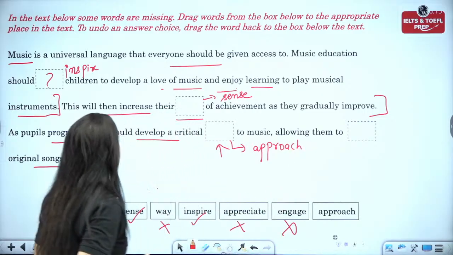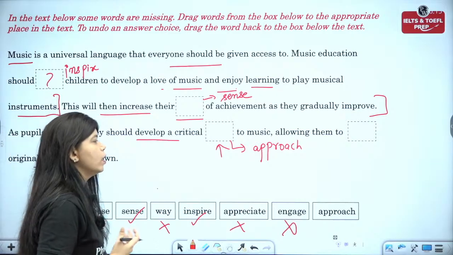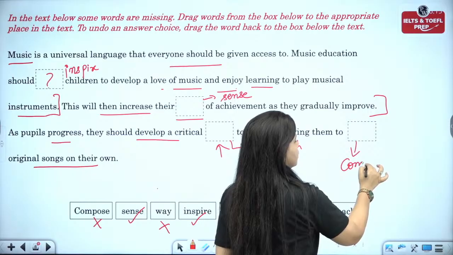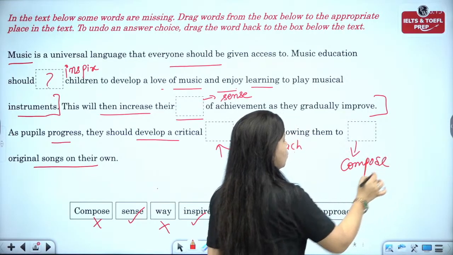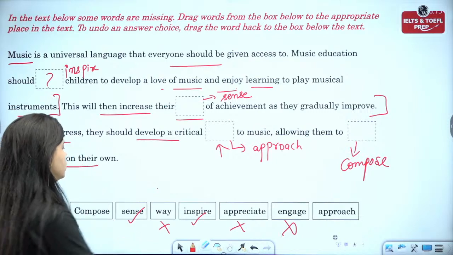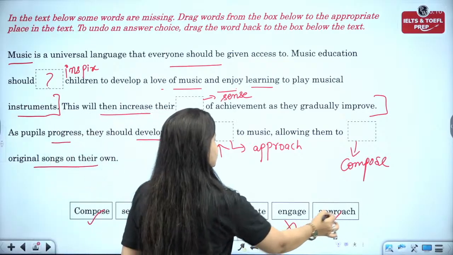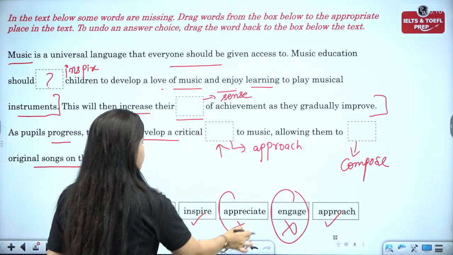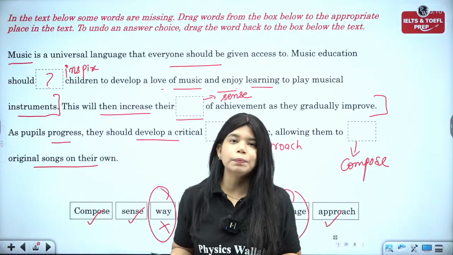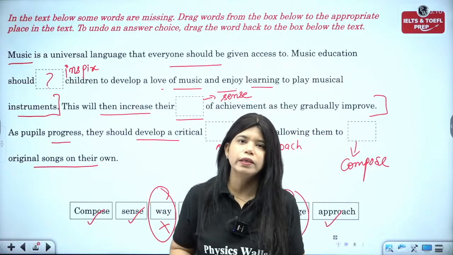Critical approach, allowing them to dash original songs on their own. Allowing them to what original songs on their own? Compose. Compose original songs on their own. That means the remaining ones were just not used. Which ones were extra? Engage, appreciate, and weigh. Three extra options which were simply not used, and this is going to happen every time and the level may increase. This was a super simple level.